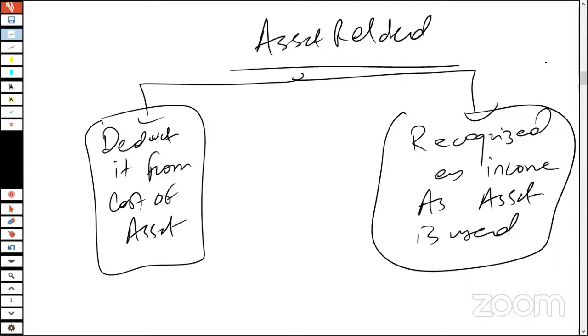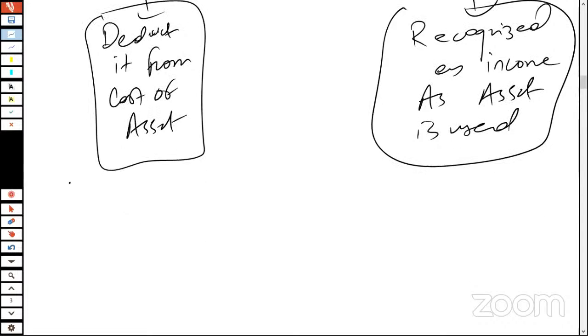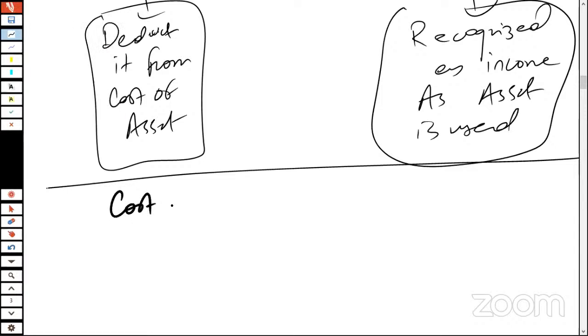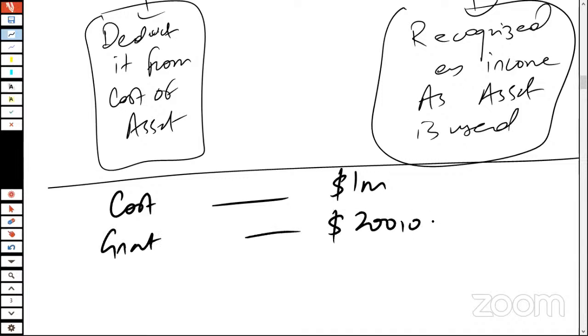Now, what next? I'm going to illustrate this to you through an example. Assume that there is an asset, the cost of which is $1 million. And from the government, you've got a grant of $200,000. The life of this asset is, let's say, 5 years.